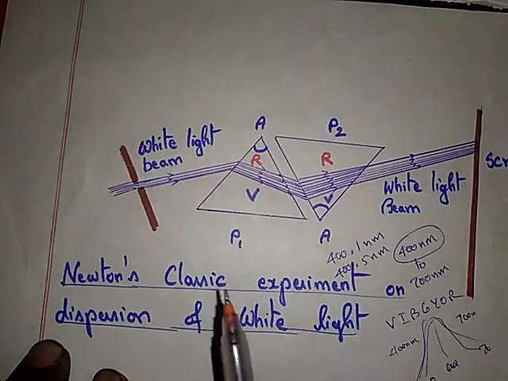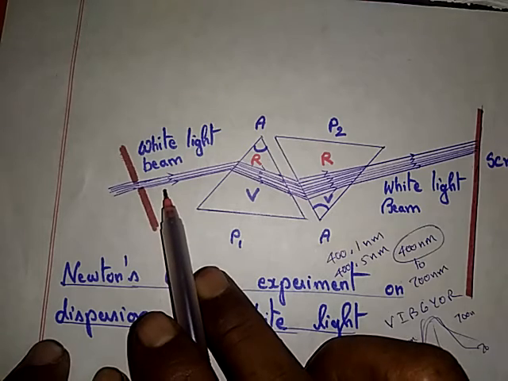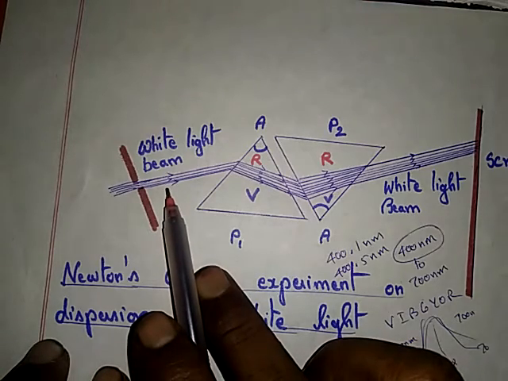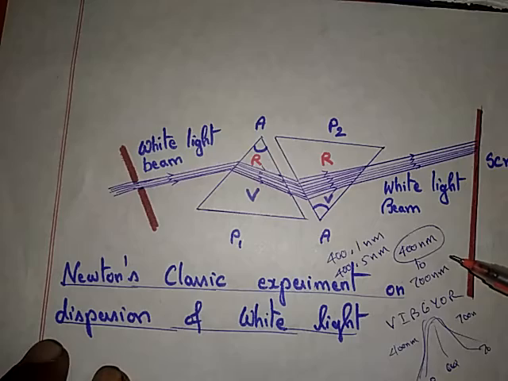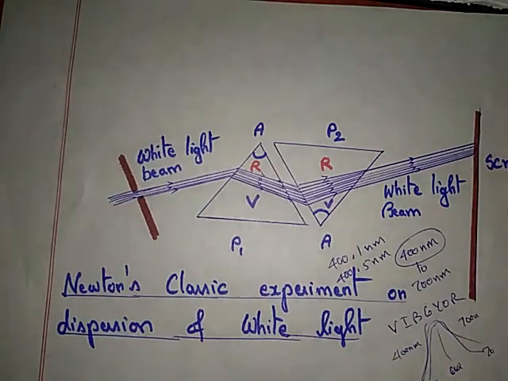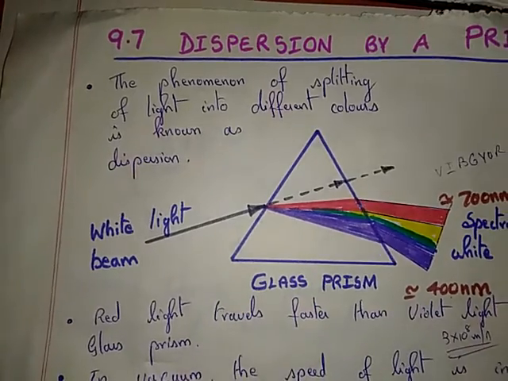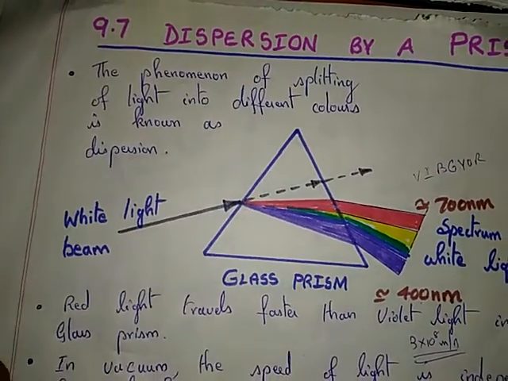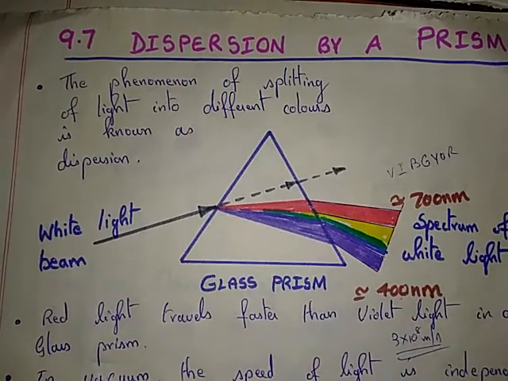So Newton proved that white light contains all the colors ranging from 400 nanometer to 700 nanometer. So that's all about this topic, dispersion by a prism. Hope you have understood this concept thoroughly.